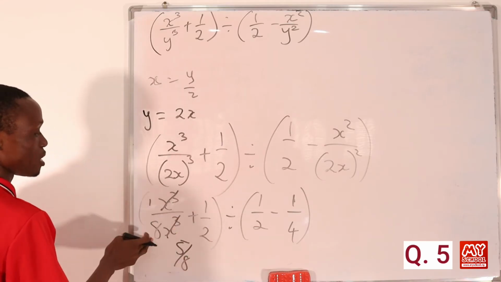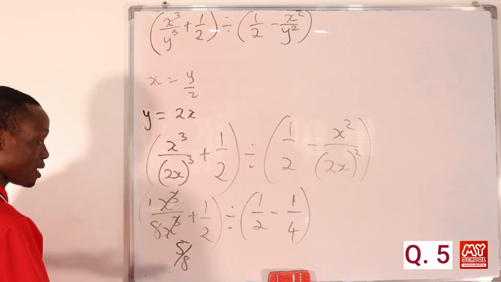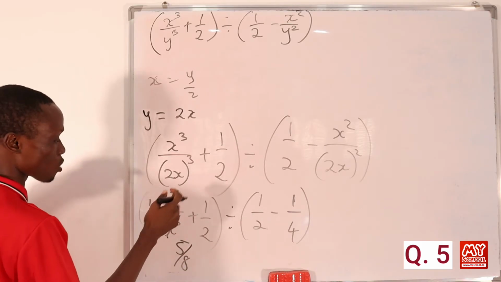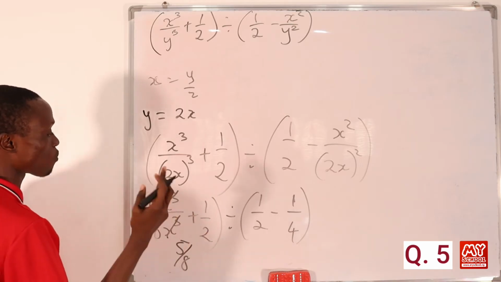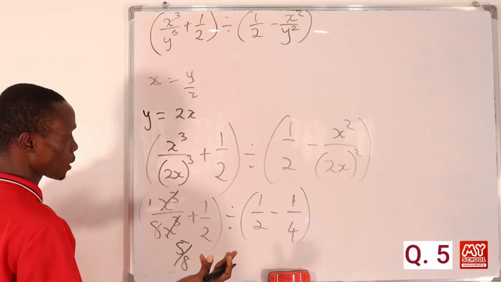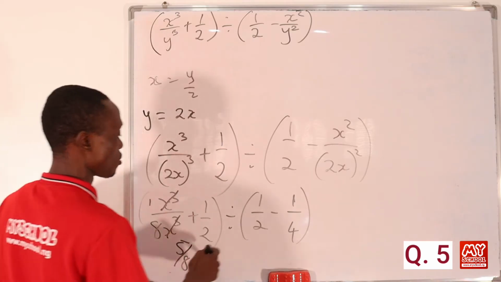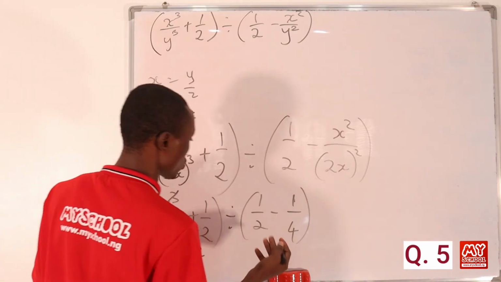Why? Because the LCM of 8 and 2 is 8. 8 into 8 is 1, 1 times 1 is 1. Then plus, 2 into 8 is 4, 4 times 1 is 4. So 4 plus 1 is going to give us 5, then with the LCM being 8, right? So we also solve this other fraction too.